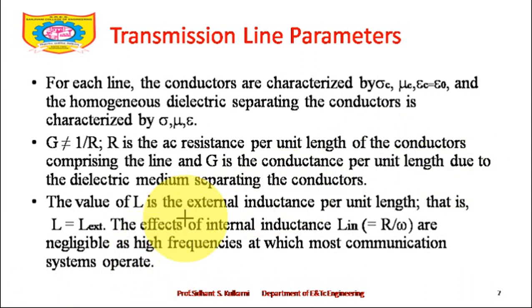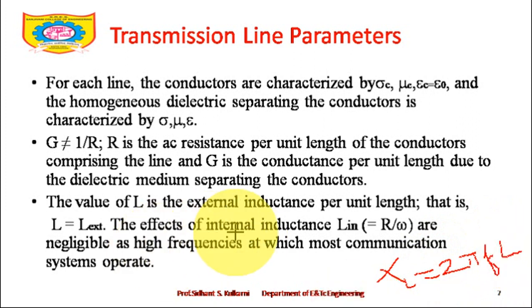The value of L is the external inductance per unit length, that is L equal to L ext. The effects of the internal inductance L in equal to R by omega are negligible at high frequencies, where most communication systems operate. If I am talking about frequency and the impedance offered by XL, you might have written this in the first year even: XL is 2 pi FL. Yes or no? So these effects of internal inductance are negligible at higher frequencies, but the external inductance plays an important role. This capital L equal to L ext. Its unit is Henry per meter.